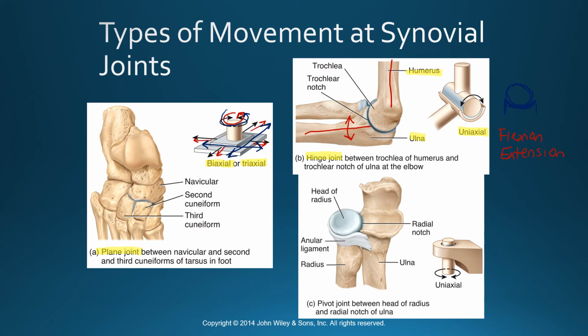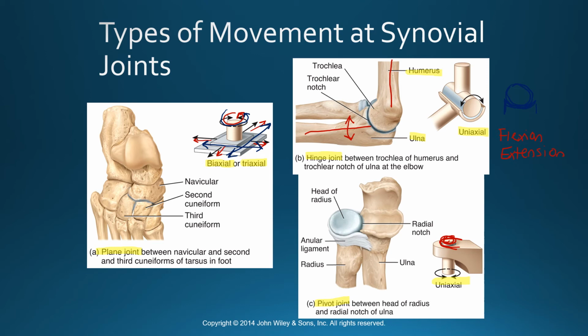Lastly, on this page, we have a pivot joint. This is where the rounded or pointed surface of one bone articulates with a ring formed partly by another bone and partly by a ligament. As you can see here in this little diagram on the right, we have a circular bone surrounded by a ring. A pivot joint is uniaxial because it allows rotation only around its own longitudinal axis.